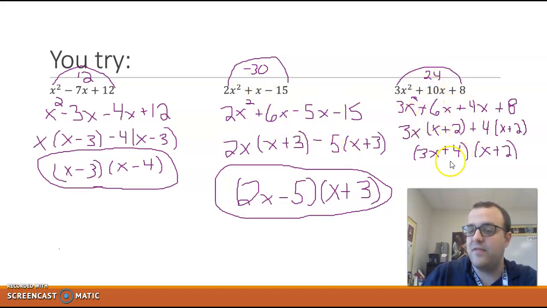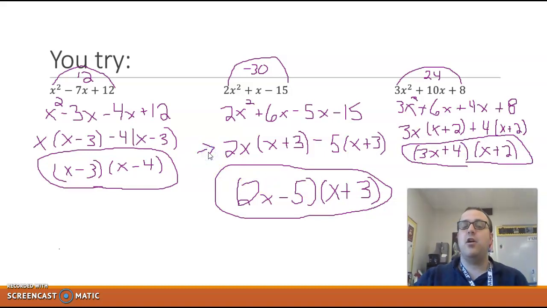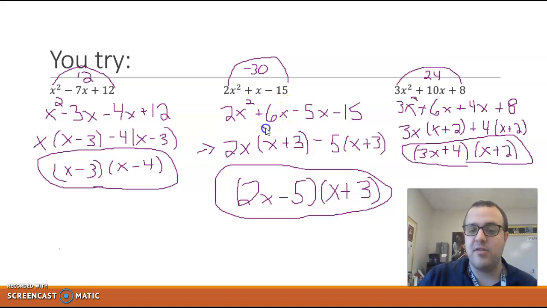So I split this into 6 and 4. Ended up with 3x plus 4 times x plus 2. Now, if your middle step here looks a little bit different than mine, that is okay. Depending on the order that you wrote these two numbers in, your factors may look a little bit different there, but you should end up with the same answer either way.